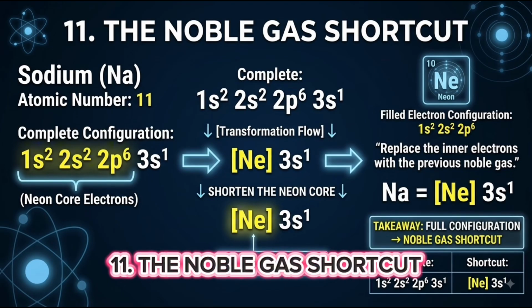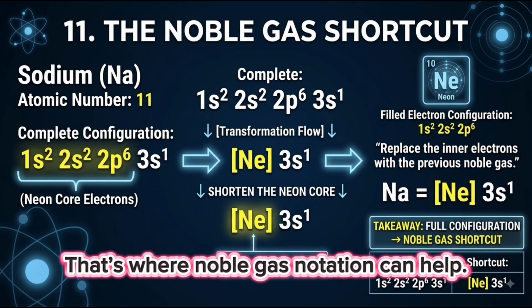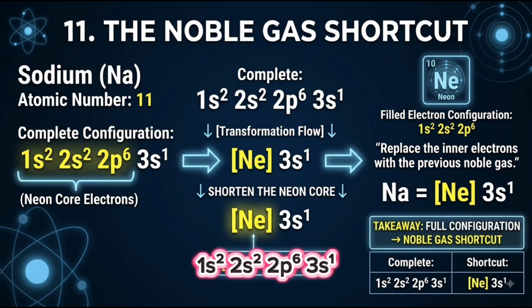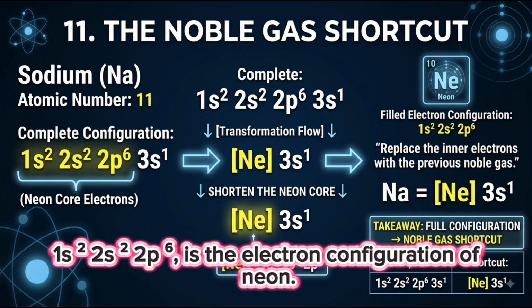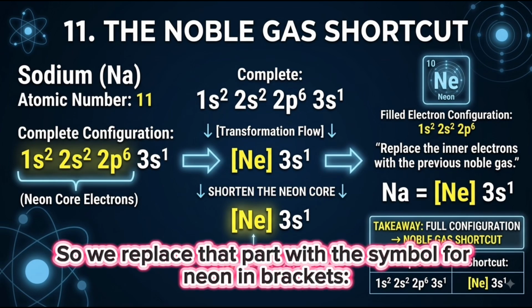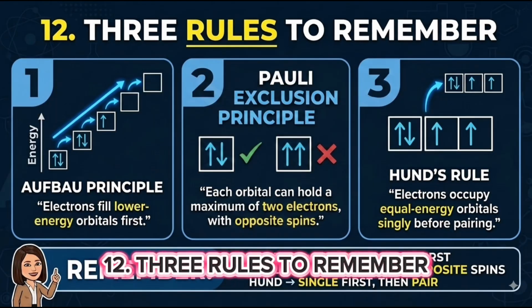11. The noble gas shortcut. Writing the complete electron configuration can become long for larger atoms. That's where noble gas notation can help. For sodium, the configuration 1s2, 2s2, 2p6, 3s1 can be shortened. The first part, 1s2, 2s2, 2p6, is the electron configuration of neon. So we replace that part with the symbol for neon in brackets. [Ne] 3s1. Much shorter.